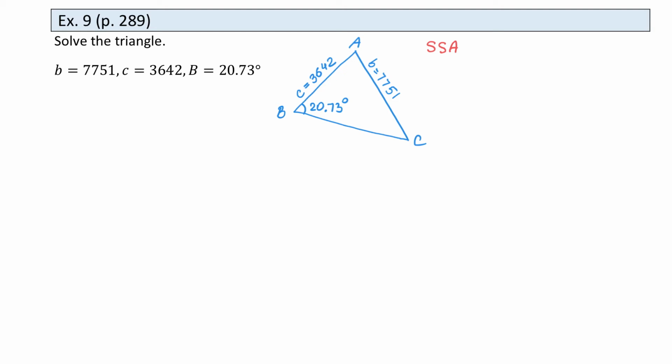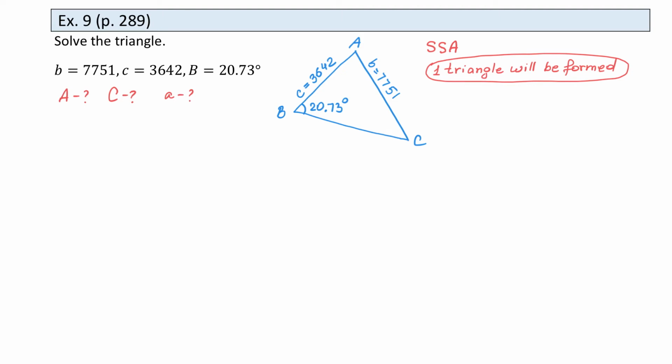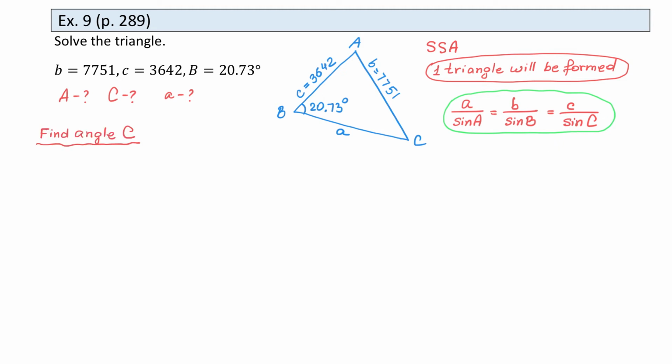Now, if we recall the rules of the ambiguous case, then if the side that is opposite of the given angle is greater than the other side, then we will end up with one triangle. Now, what we have to find in this triangle is angle A, angle C, and side A. And in the triangle, side A is down here. I will also write down the law of sines, and now we will determine what part we could find first. In this triangle, we are given side B and angle B, and this means that we can use this fraction. And we are also given side C, and we could find angle C. And this means that we will also work with this fraction. So B over sine of angle B equals C over sine of angle C.